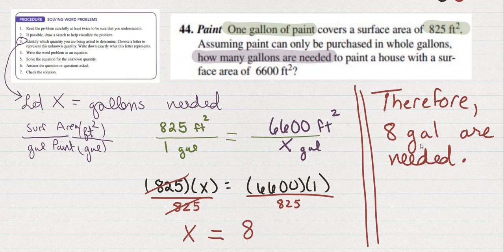I'm going to check my solution by putting an 8 back in over here for x. And I would notice that 825 times 8 does in fact equal 6,600 if I put that into the calculator. And that's it. That's the first one.